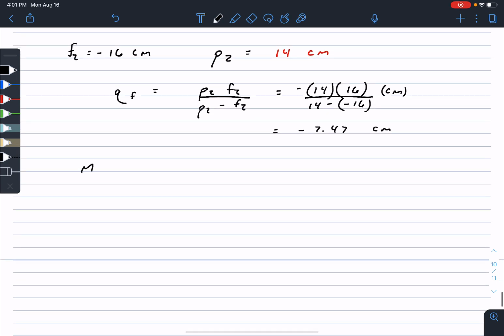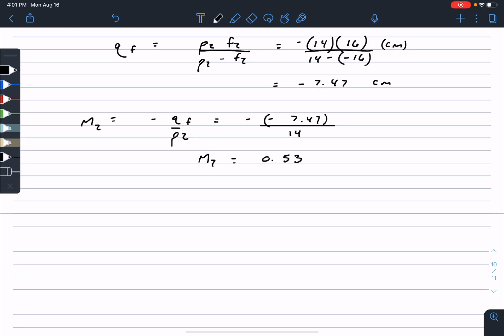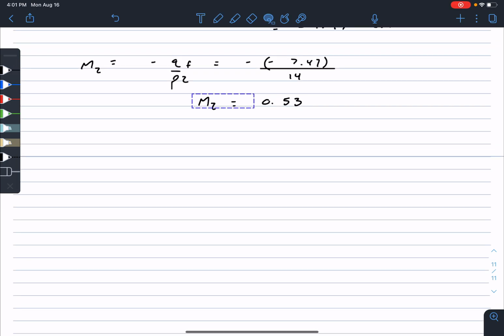Okay, now we can find the magnification of the second part, and that's going to be negative Q2, or Q final, I called it, over P2. That's equal to negative 7.47, that's positive, right, over 14. And so that gives us a value of 0.53 as the magnification of that particular lens.